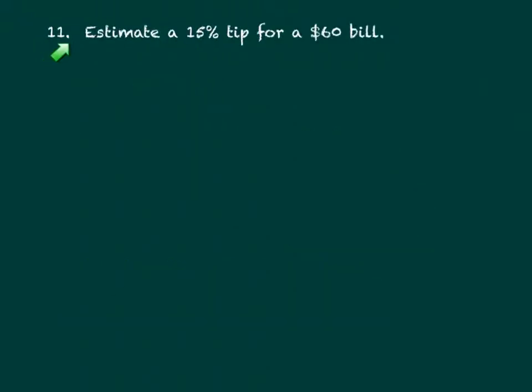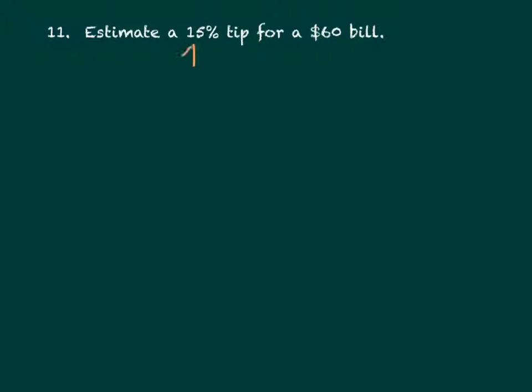Now we are on to number 11. Estimate a 15% tip for a $60 bill. Okay, so, I know your packet will probably say to round it to a convenient number, so it will be 20%, but 20% is a little off. So 15% is actually pretty easy to do, and I'm going to show you. And we're just going to use mental math.